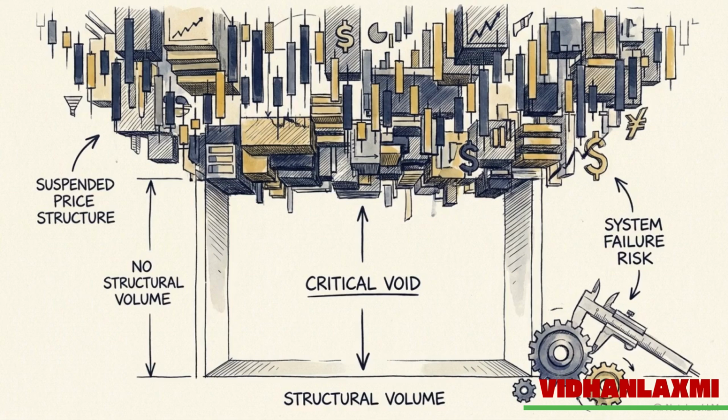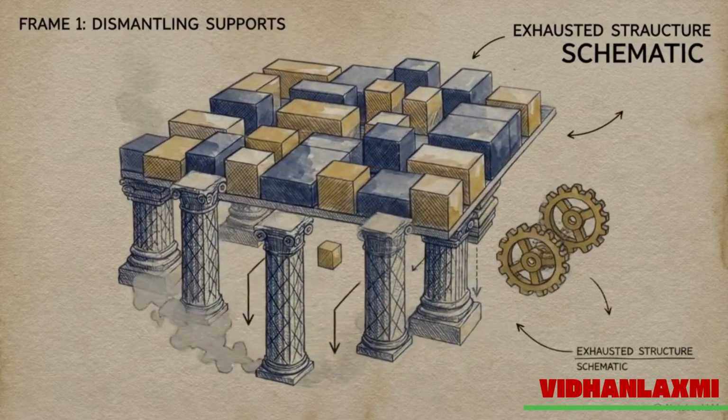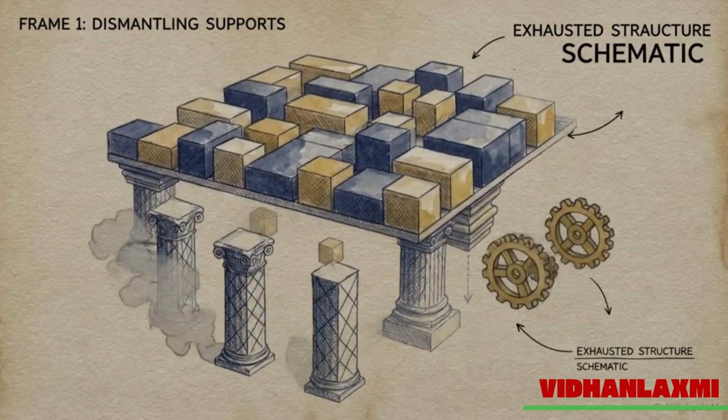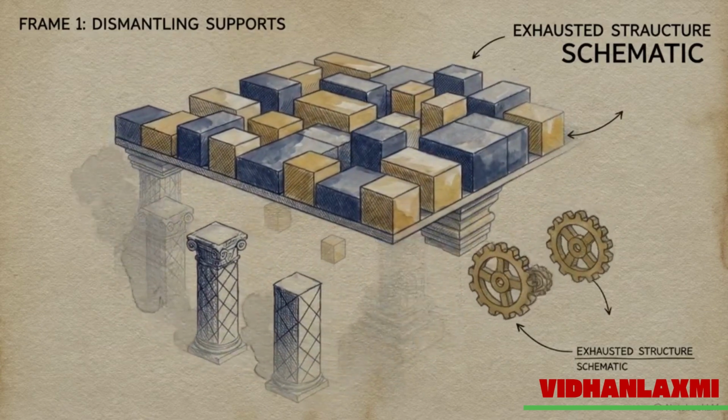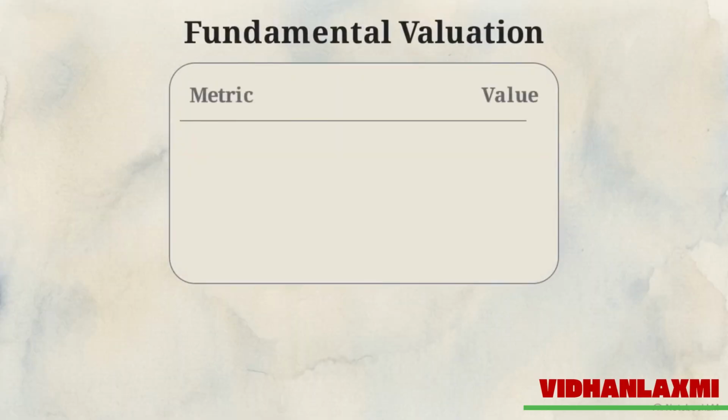The stock is currently suspended in a precarious position. It lacks the volume support required to sustain a breakout. So if the aggregate volume has completely evaporated and the upward momentum is entirely trapped, why hasn't the asset's valuation completely collapsed? The answer lies in the underlying fundamental valuation, which acts as a structural floor keeping the asset afloat.